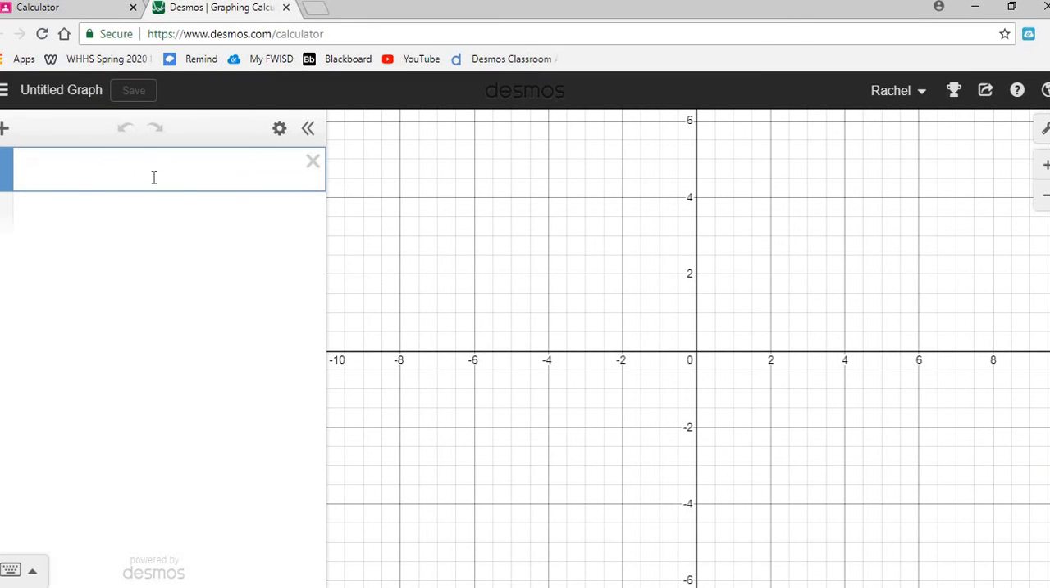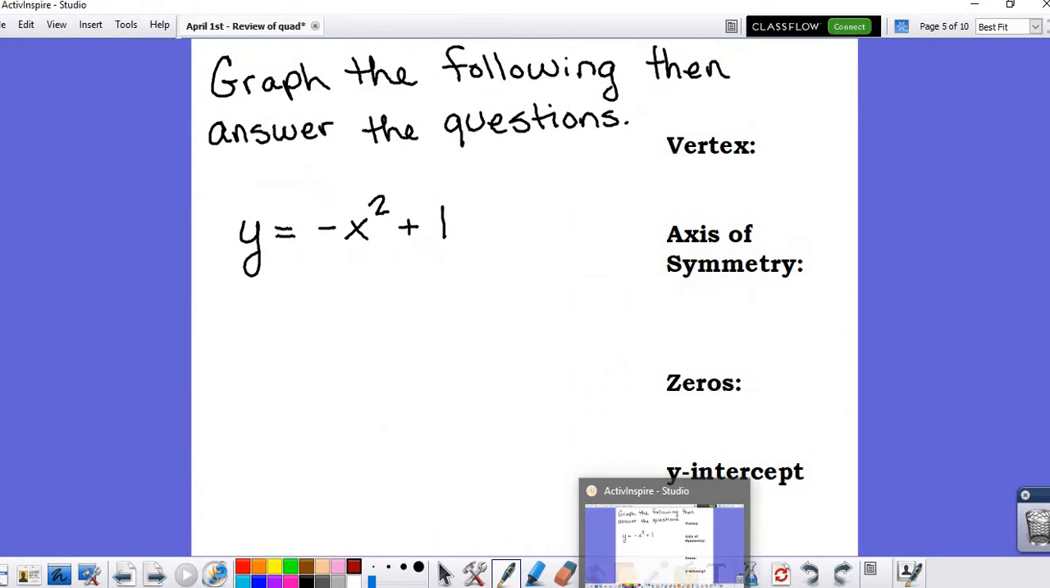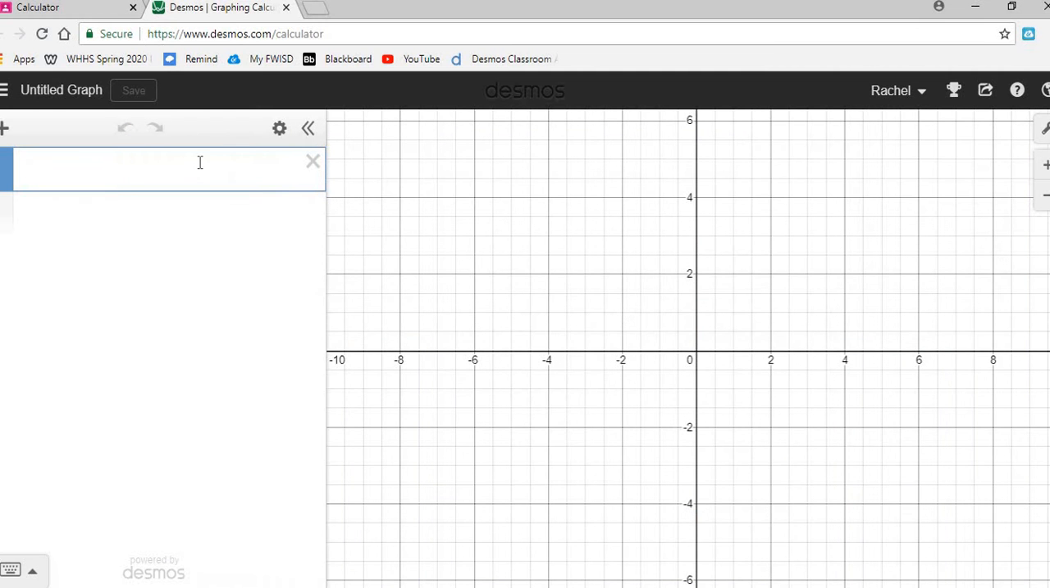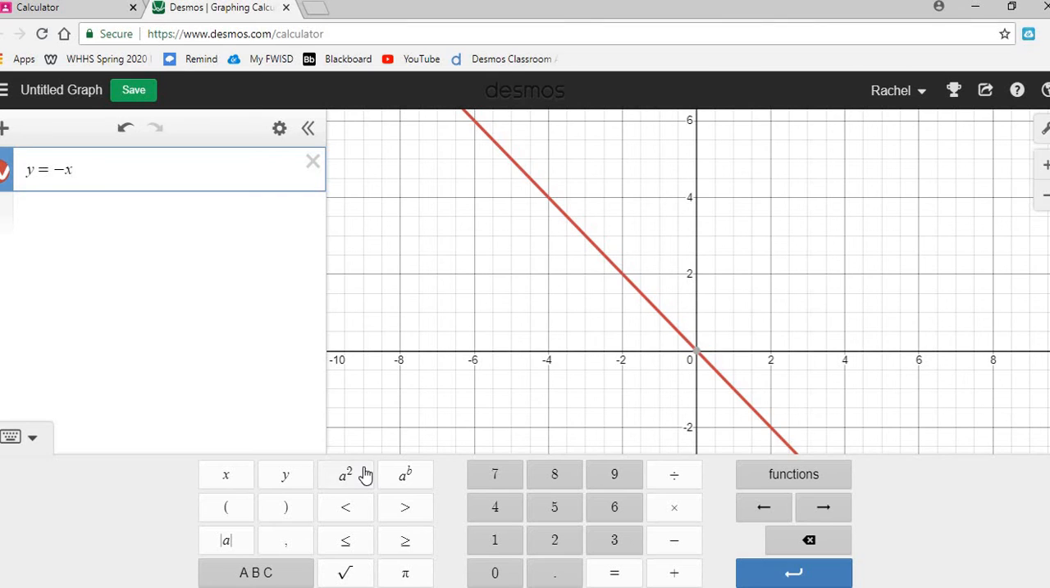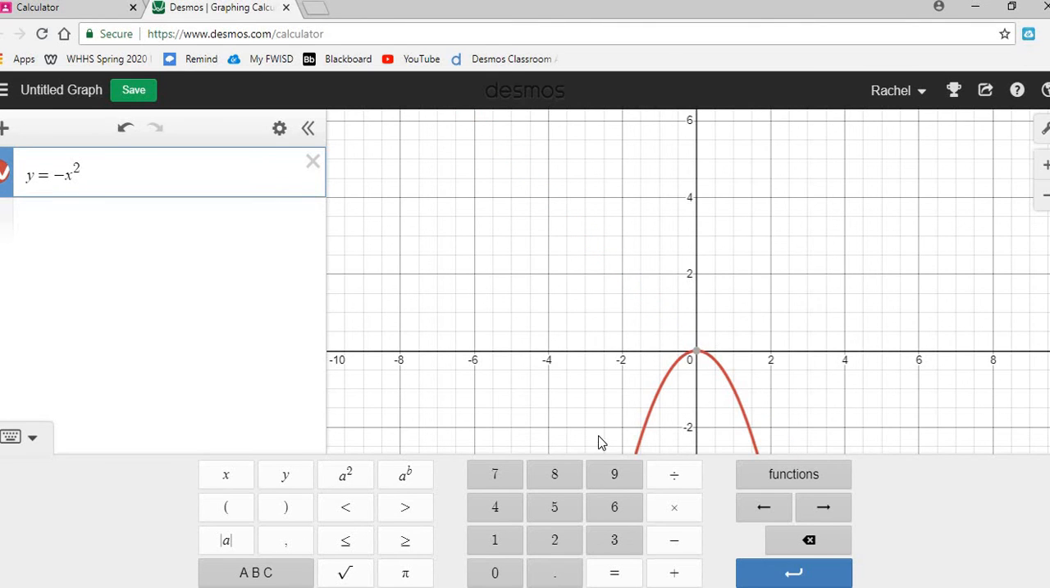All right, so we're going to type in the equation, except I forgot what it was. y equals -x² + 1. So type it exactly how it says, y equals -x. And it's kind of cool that it starts graphing the equation for you. When you come down here and put the squared in, it turns it into your quadratic. So -x² + 1. Right?